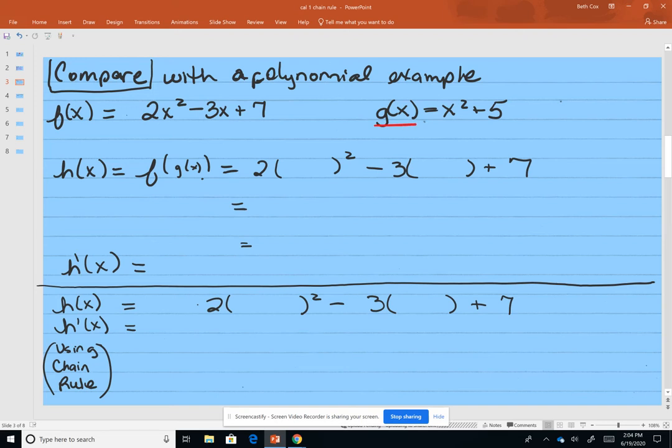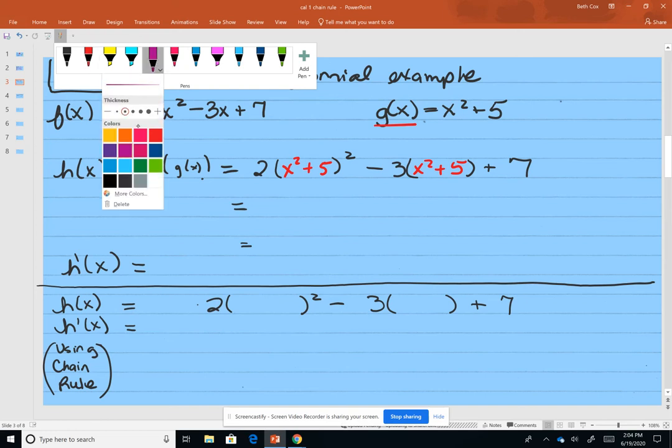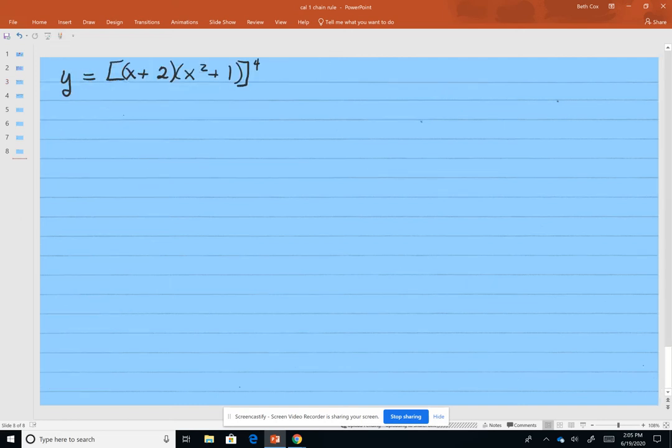So here's f, it's the black function. This is f, and f is 2 blank squared minus 3 blank plus 7. So if I compose them, I put the x squared plus 5 in here. Now, if I simplify this all the way out, let's see what happens.